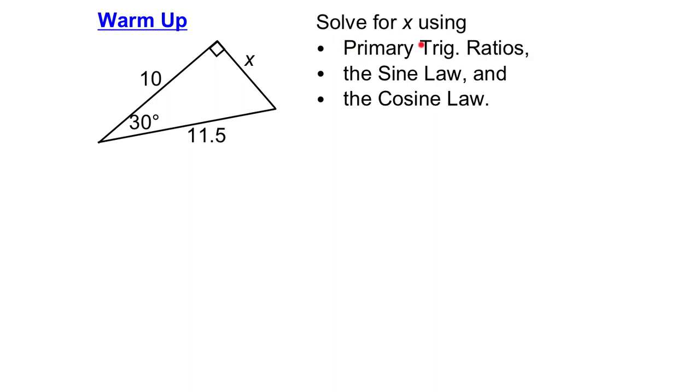Using the primary trig ratio, sine, cos, or tan, using the sine law, and using the cosine law. So each way you should be getting the same answer because it's the same triangle and you're finding the same side. But I'd like to see if you can actually solve this in these 3 different ways. So pause the video, try the question, and see what you come up with.